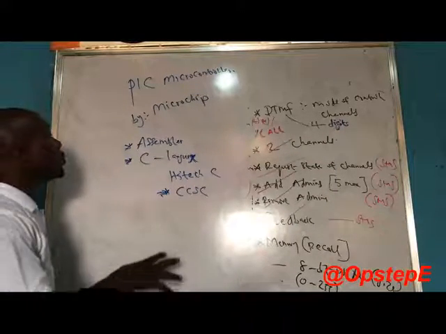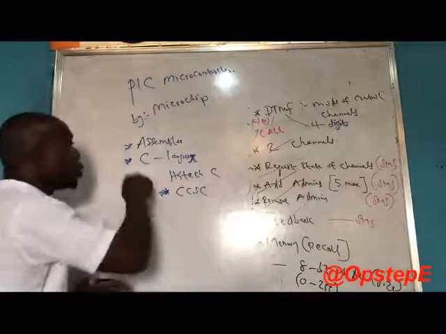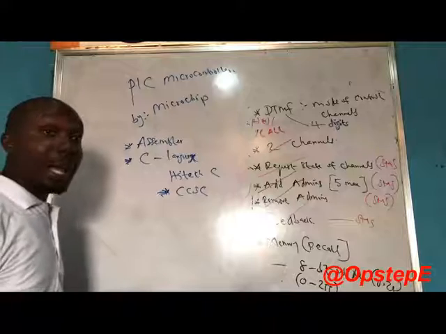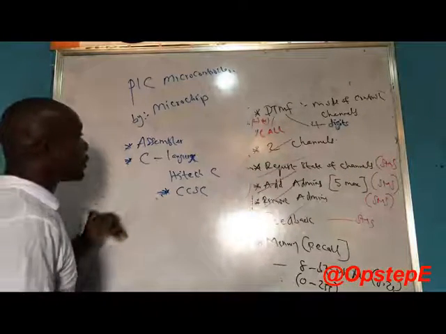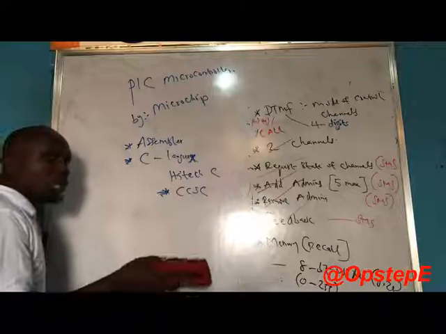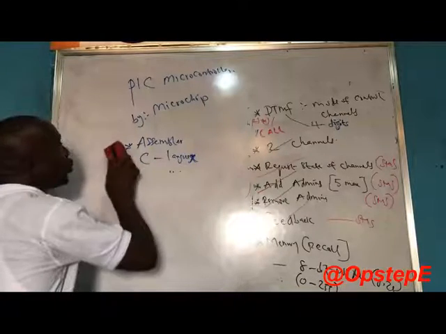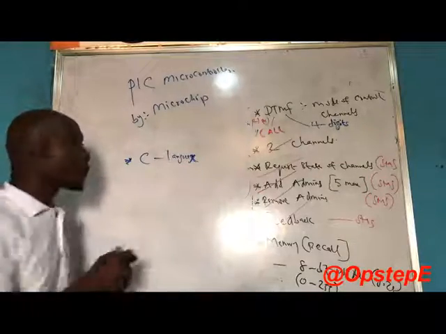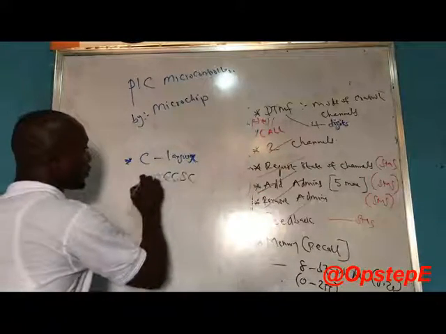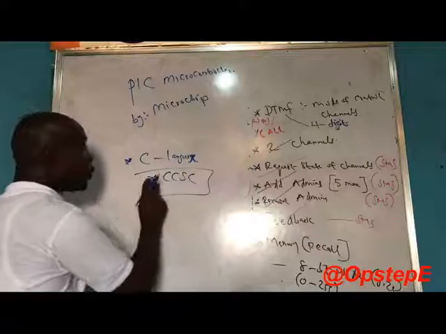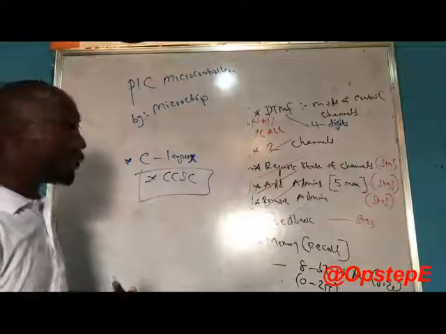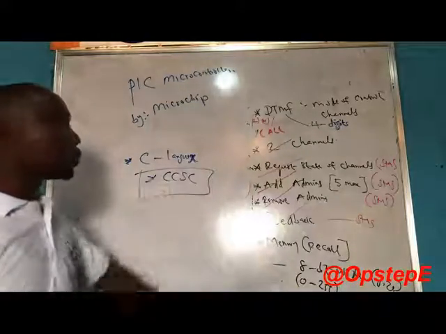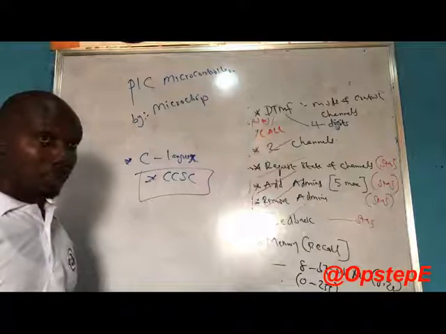But of course, it will not be out of place to say you use C language. You can also use basic language and even Pascal to write, but those were not the languages that we use. C language was what we use, and the C language that was used was by the CCSC. The CCSC follows the ANSI C standard format, so C language was used. Are you following me?